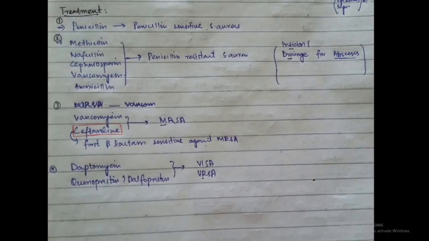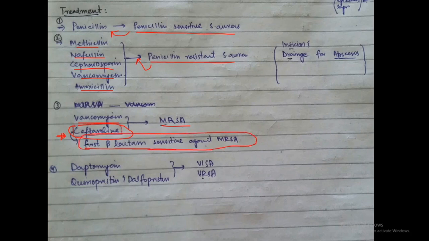Now coming over to the treatment, those species which are sensitive to penicillin are treated with penicillin. Those species which are resistant to penicillin are treated with methicillin, nafcillin, cephalosporin, vancomycin, amoxicillin. Those species which are resistant to methicillin, nafcillin, etc., are treated with vancomycin and ceftaroline. Ceftaroline, remember, is the only beta lactam active against MRSA.